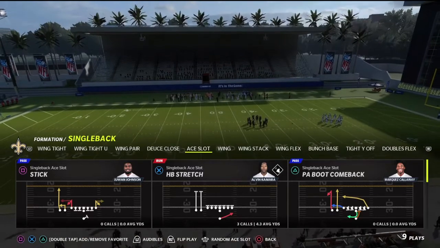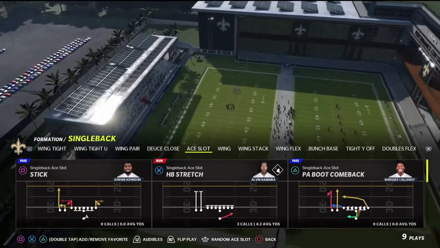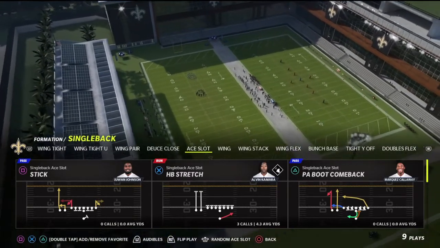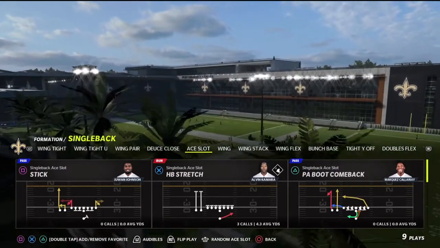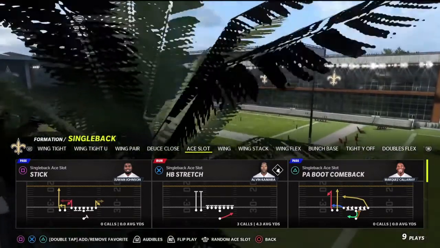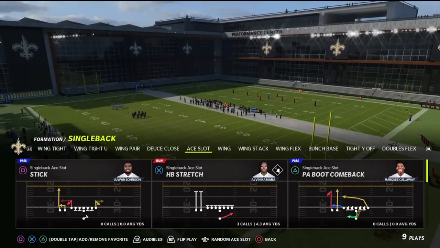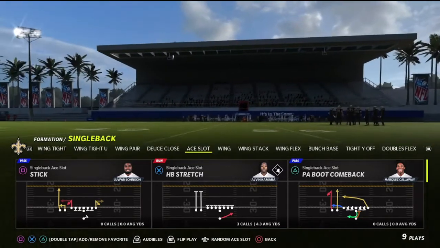So for example, play action boot comeback. First off, it's play action. Second, it's a boot play, which is going to be another concept. And third is going to be comeback. So that's a lot of concepts all in one. So you've got to be real careful with plays that combine concepts, because that may limit your ability to do other things later in the game. But just be aware that anytime you see names that stick out in multiple plays, to me that's a concept.